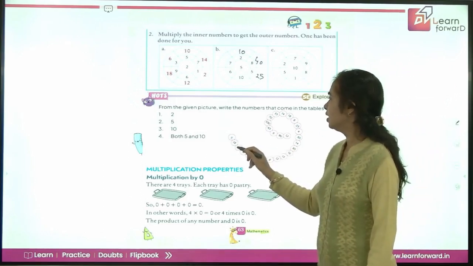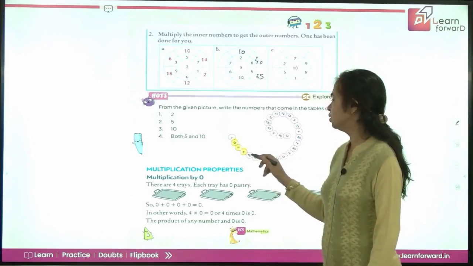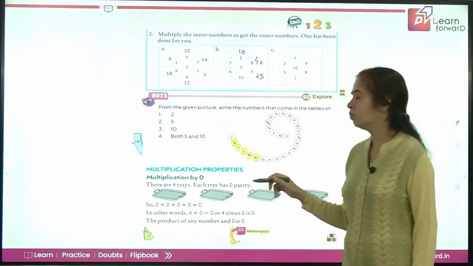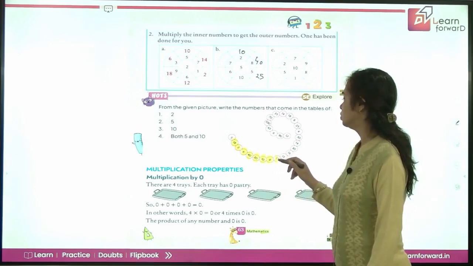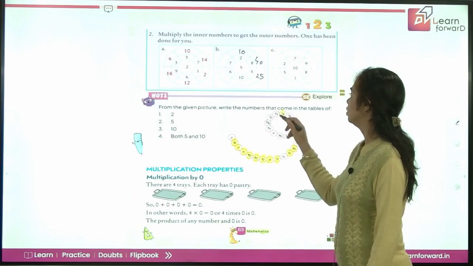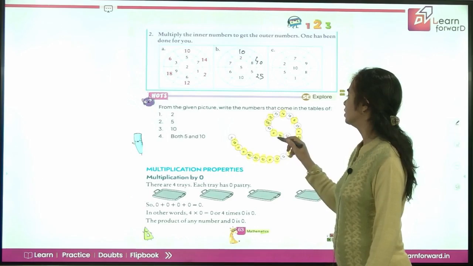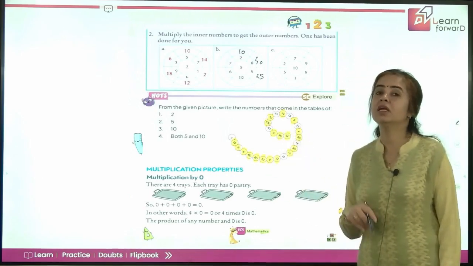2 ones are 2. Then you have 2 threes are 6. Okay. We have 2 nines are 18 also. 40 also comes in the table of 2. 20 also comes in the table of 2. 10 also comes in the table of 2. 8 also. 12, 16, 30, 50, 4, 8, 14, 70, 100, 6, 90, 12. All these numbers will be there in the table of 2.